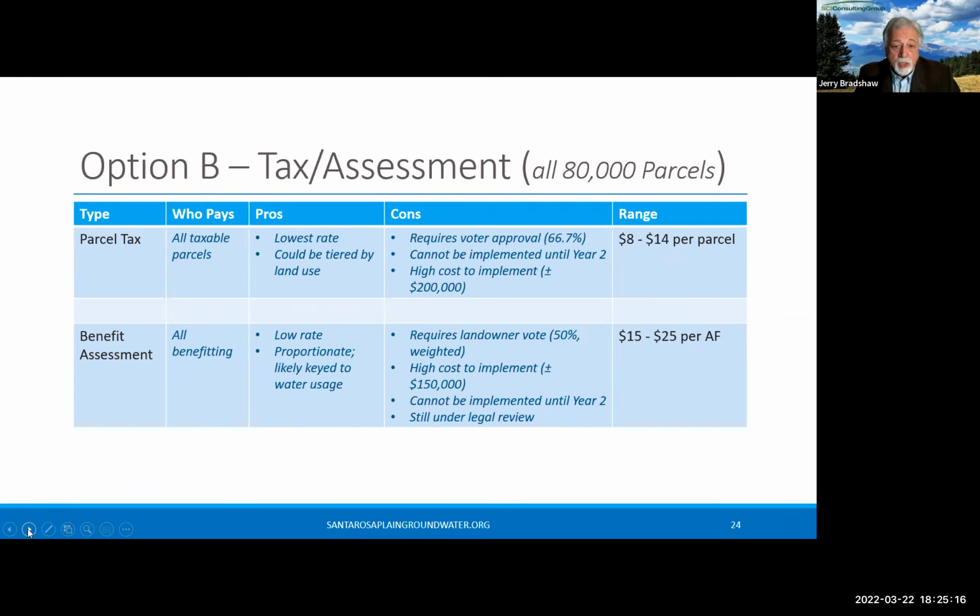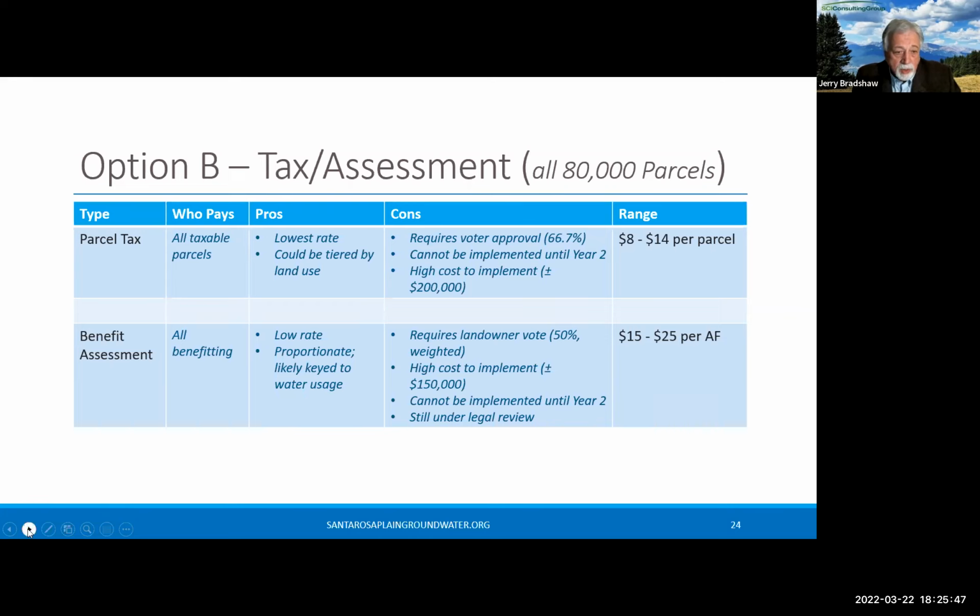So either one of these two options would take an extra year to implement, has a high risk of not being approved by the voters, and you would have to come up with some sort of interim funding plan for the year that you're waiting for the results on this. One last note on the benefit assessment, it's still under legal review. There's a lot of legal quirks with benefit assessments, and we have to make sure that we can comply with those before we can give this any further serious consideration.